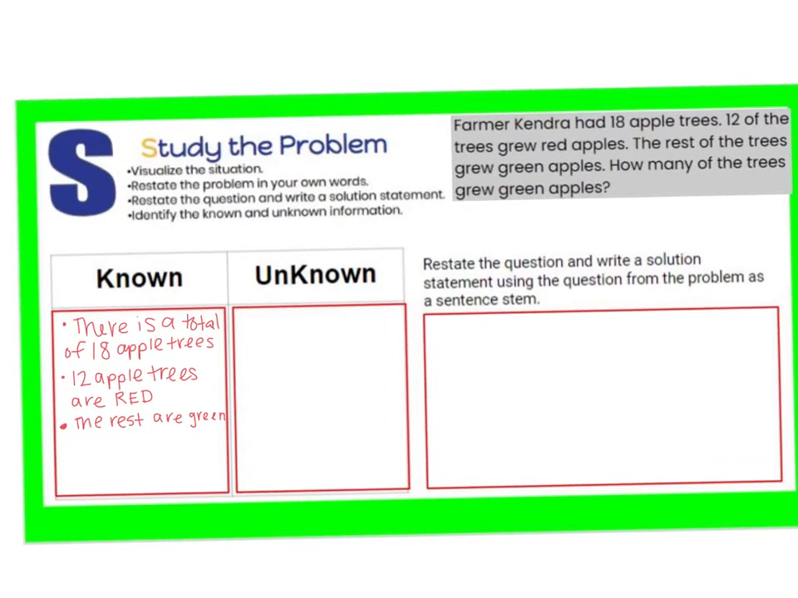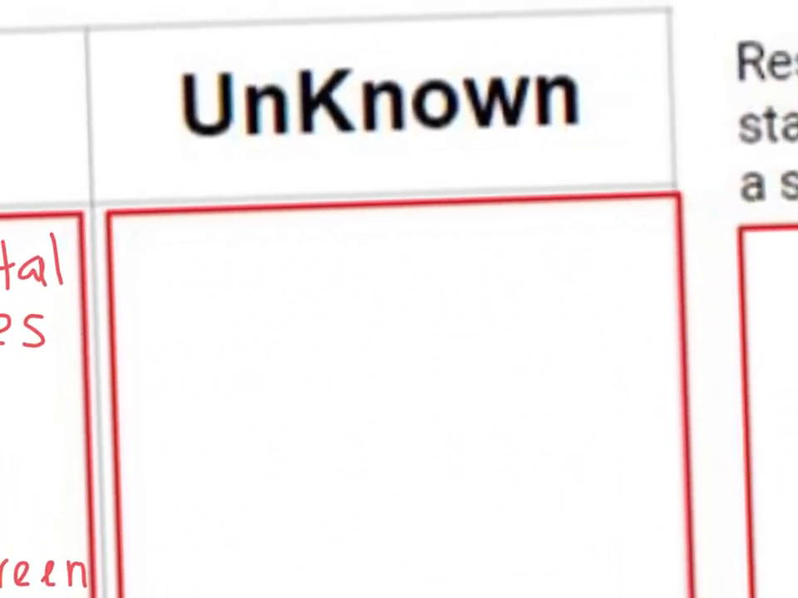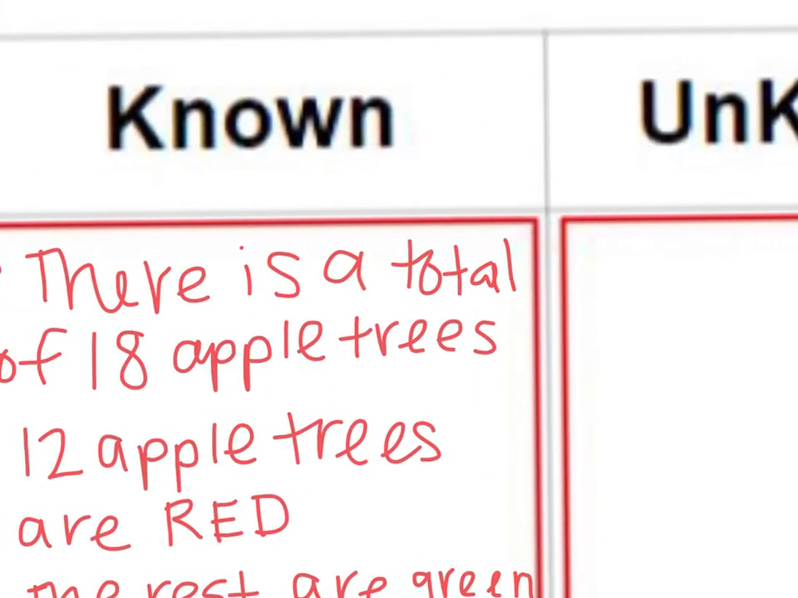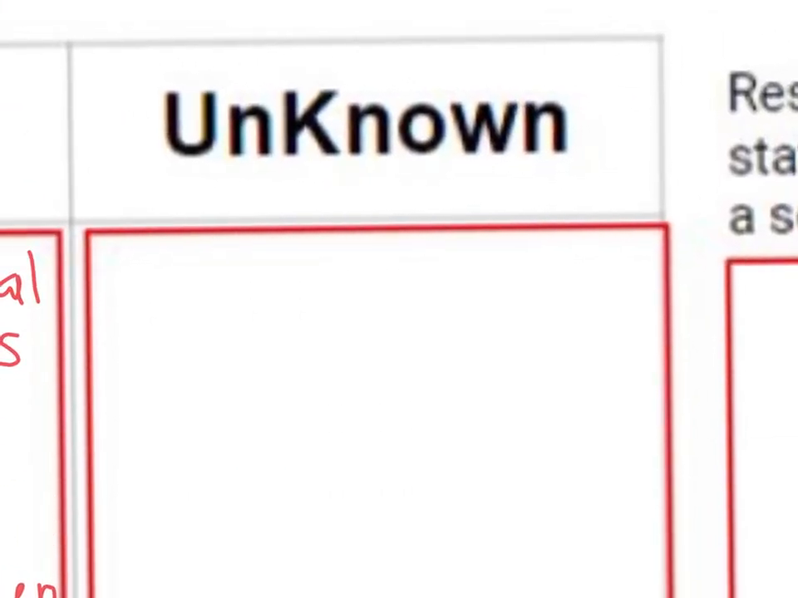Now we're going to talk about the things that we don't know. So let's read the question one more time. Farmer Kendra had 18 apple trees. 12 of the trees grew red. The rest of the trees grew green. How many of the trees grew green? Okay, so what are the things that we don't know? This is our unknown. We already did our known. These are the things that we know, and these are the things that we don't know.